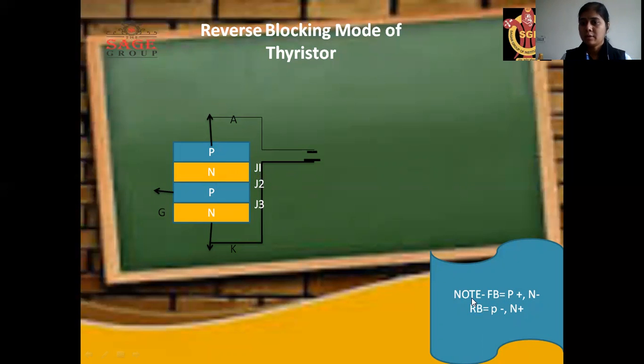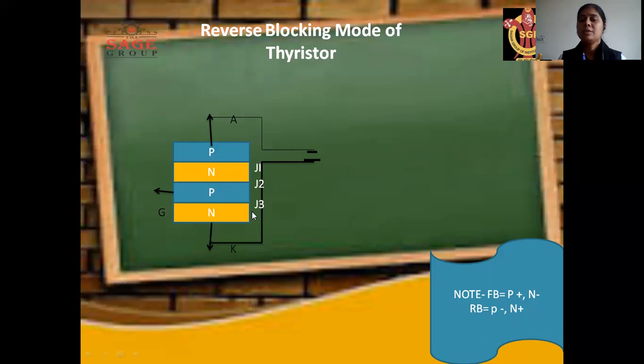As a basic reminder, in the forward bias connection, P is connected with the plus and N is connected with the minus, and in the reverse bias connection, P is connected with the minus and N is connected with the plus. And junction J2 is in forward bias. You can see J2 is made by N and P semiconductors, where N is connected with the minus and P is connected with the plus. It means junction J2 is in forward bias.